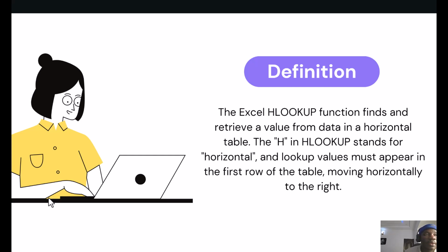All right. Later on, we are going to be looking at what is called the VLOOKUP, where the V stands for vertical. And these lookup values must appear in the first row of the table. So please take note of this. The lookup values must appear in the first row of the table, that's moving horizontally from left to right.